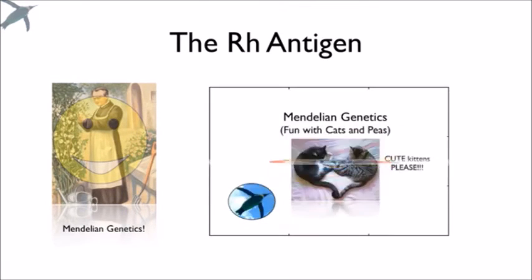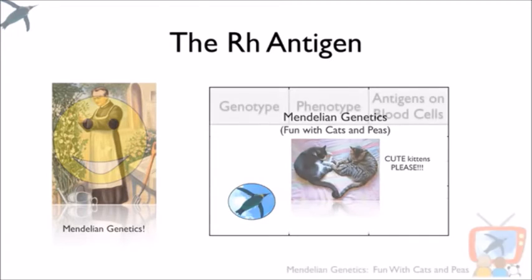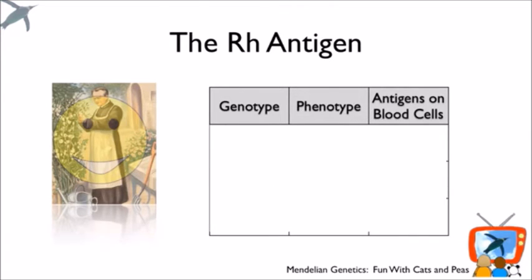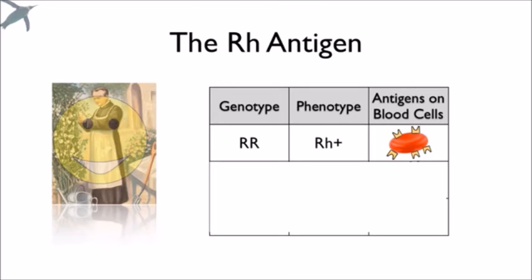If you're not excited, I have a video on Mendelian genetics, fun with cats and peas. So if I run through this a little bit fast and you're confused with the vocabulary, check that out. I'll put the link in the description bar below. We're going to look at the different options. There are only 3, as is typical for Mendelian genetics.